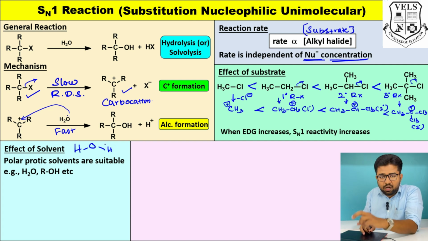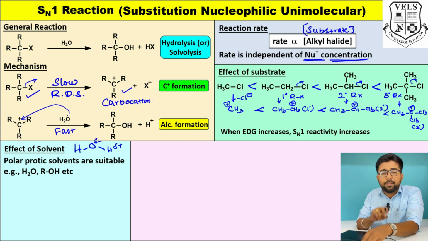You have hydrogen on oxygen atom. So among these two, which is the more electronegative atom? Obviously oxygen atom is more electronegative. So oxygen carries del minus and hydrogen carries del plus. So whenever charge separation is taking place in a molecule, it is called a polar solvent.